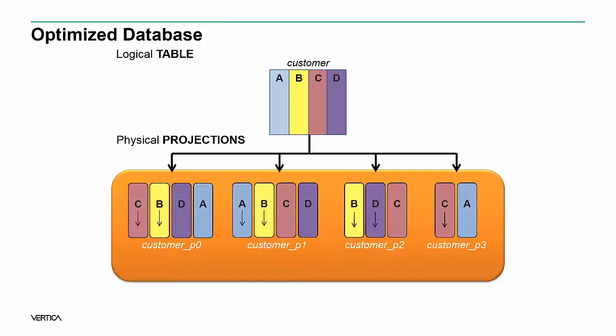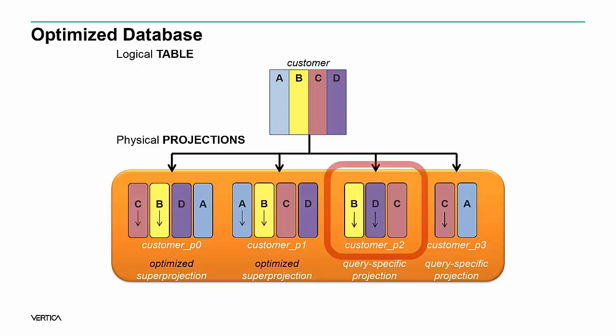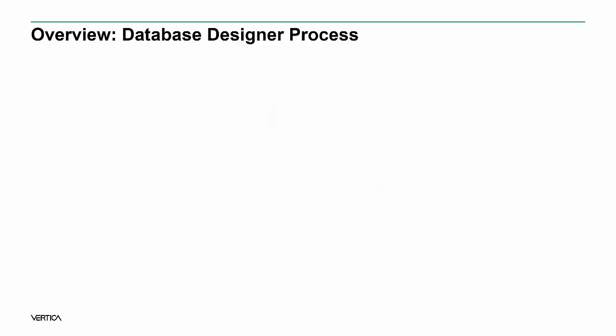After running the DBD, your unoptimized super projection will be replaced with one or more optimized super projections, as well as some number of projections that have been built to optimize performance for specific queries. For example, if you have a query that never references column A, then the projection customer P2 will be selected to run that query because it will be faster and use fewer resources. If you want to learn more about how specific projections are chosen, check out the query execution video on this channel.